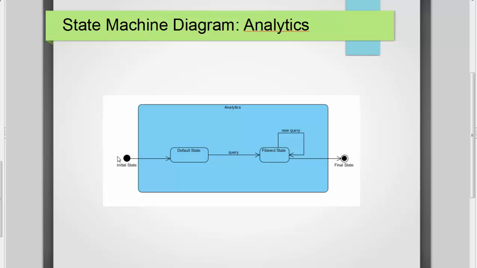Then we have the analytics state machine diagram. There is the default state, which is default information. After a query, the state has changed, and there is filtered state, and then after a new query, the state has changed again until the user exits.